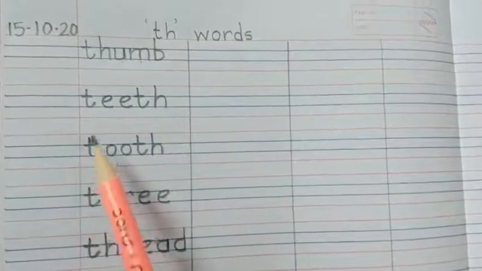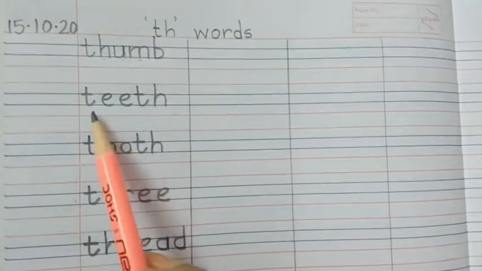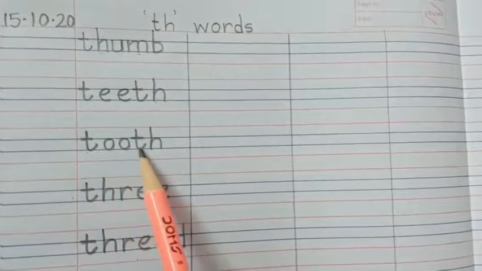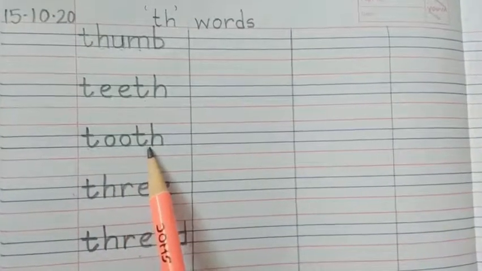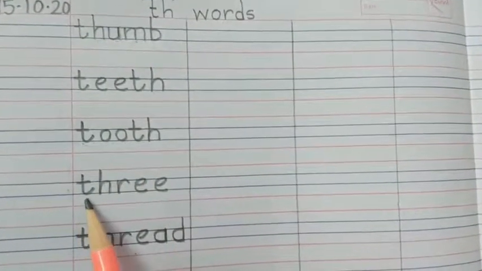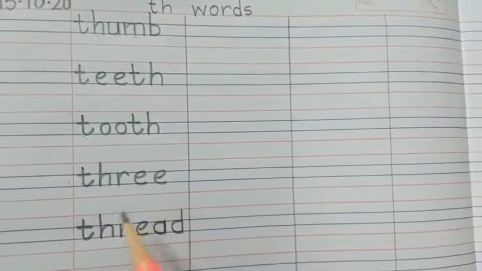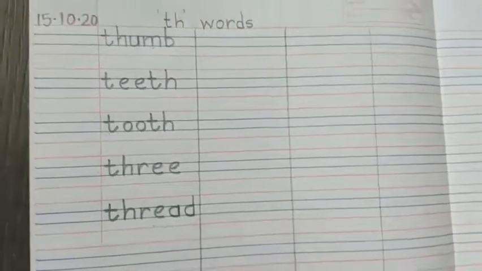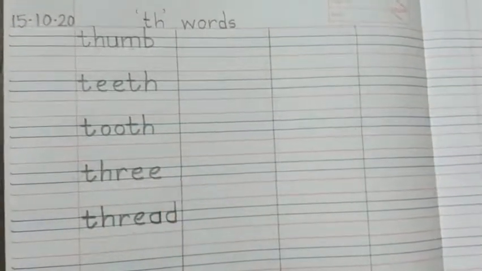T-E-E-T-H. Teeth. T-E-th. Teeth. Tooth. T-O-O-T-H. Tooth. T-U-th. Tooth. T-H-R-E-E. 3. T-H-R-E-A-D. Thread. So children, you have to learn all these TH words.